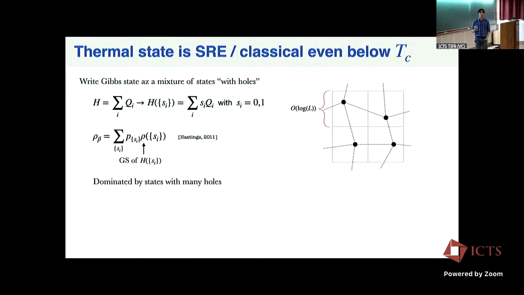And there's a nice argument for this statement due to Hastings, which is the following. What Hastings noticed is that for these kinds of stabilizer Hamiltonians, where all terms commute and they all square to 1, if you think about the thermal state at finite temperature, e to the minus beta H, then you can always write it as a mixture of the ground states of a family of slightly modified Hamiltonians.